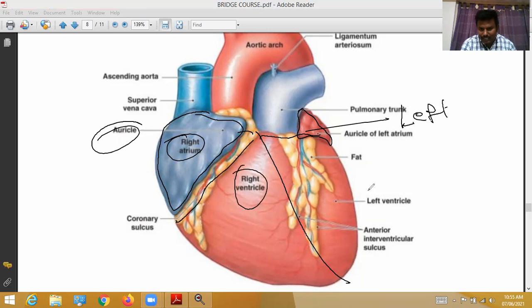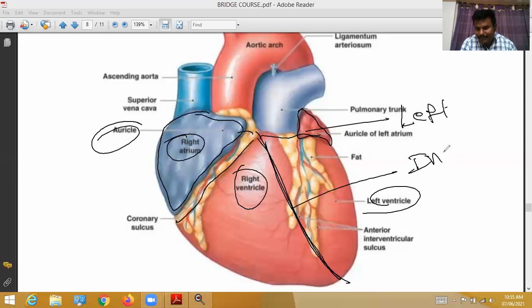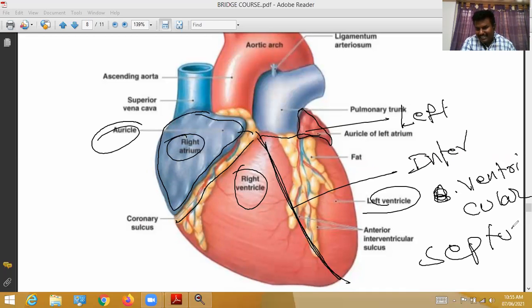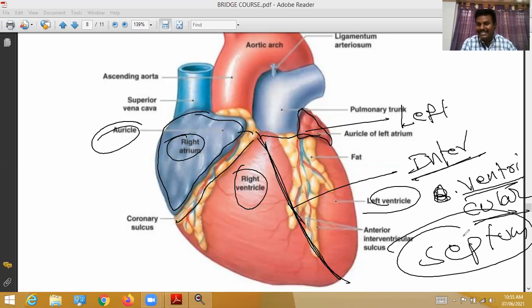It is the right ventricle and left ventricle. Both the ventricles are separated by a wall, and this is called the interventricular septum. Inter means middle. This wall is present between the ventricles, that's why it is called interventricular septum. In science language, a wall is called septum.